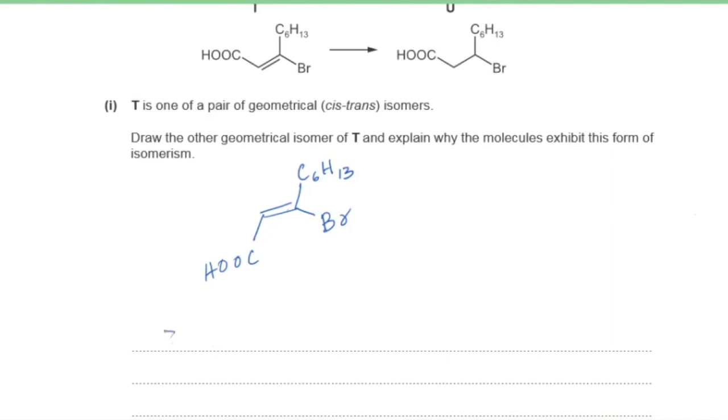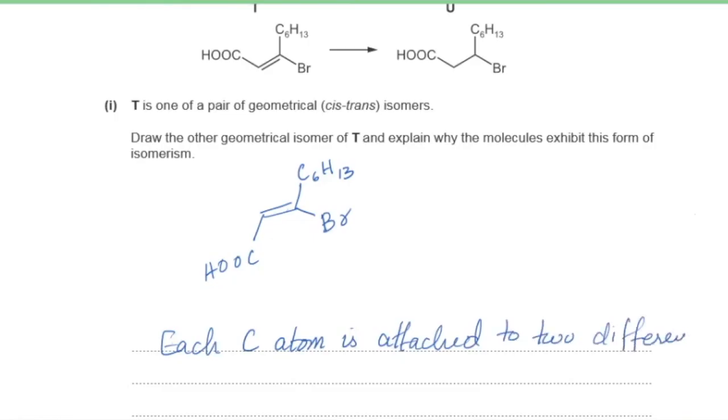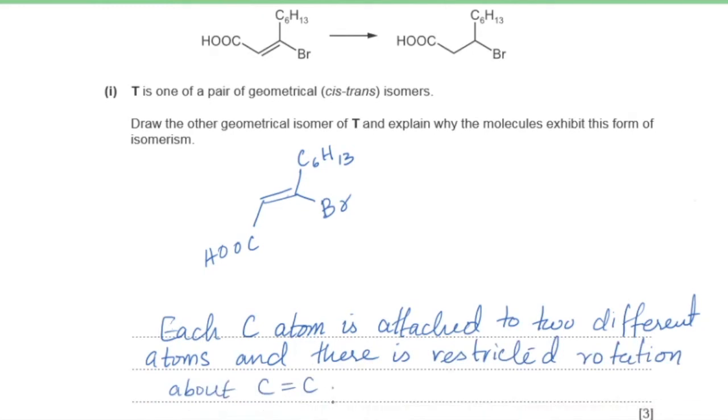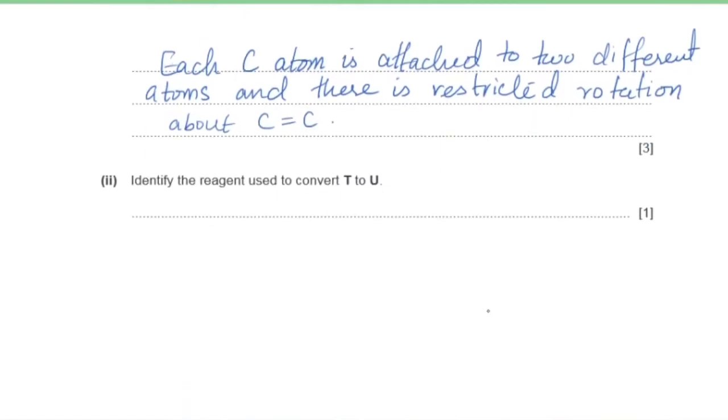So we can write that each carbon atom is attached to 2 different atoms, and there is restricted rotation about the C=C double bond. These are the 2 features of geometrical isomers.